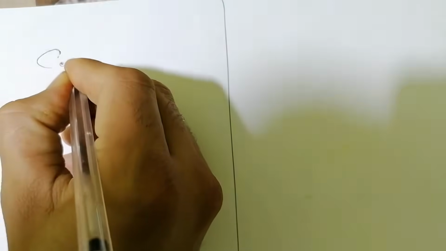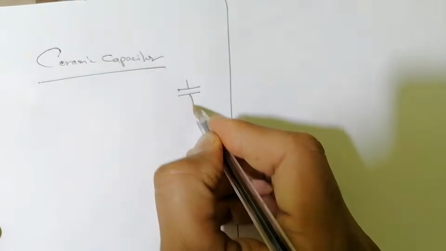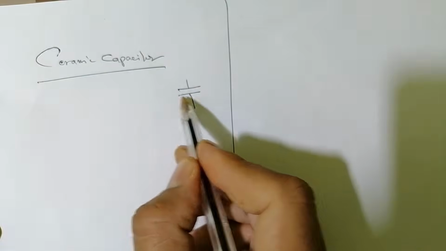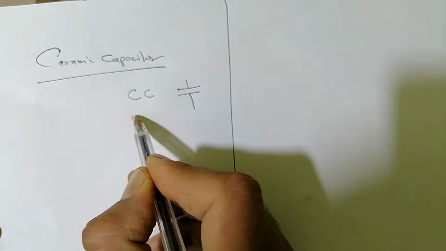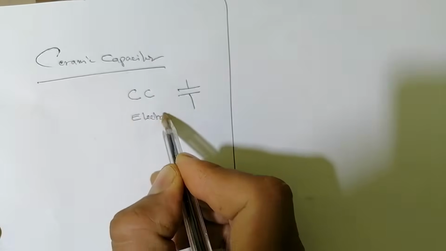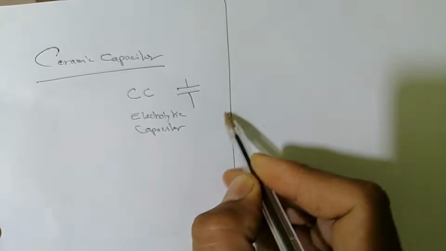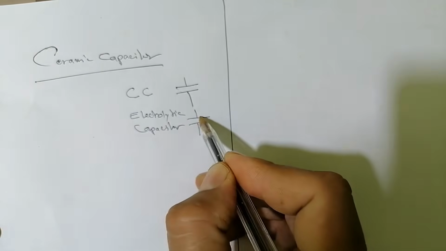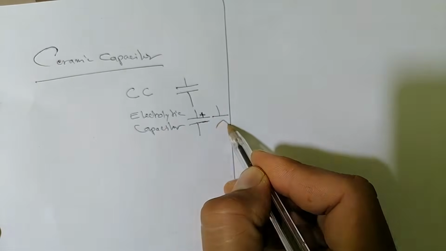So please remember, let's summarize what we have seen before. The symbol for the ceramic capacitor is this one. It's not a polarized capacitor. But for the electrolytic capacitor, its symbol is, as you can see, this. We have here plus. Or you can also find this symbol.